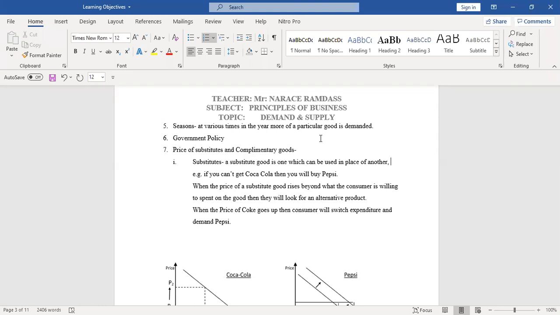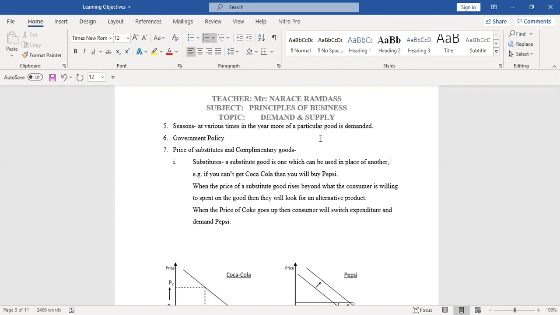If for some reason the government says, okay, we see this product as a necessity for the survival of people in Trinidad and Tobago, the government is going to implement a subsidy on this product. So they're going to make it cheaper for you to consume. If the price of the product goes down, you will now be able to buy more of the product. Okay? So government policy also influences your demand, right?